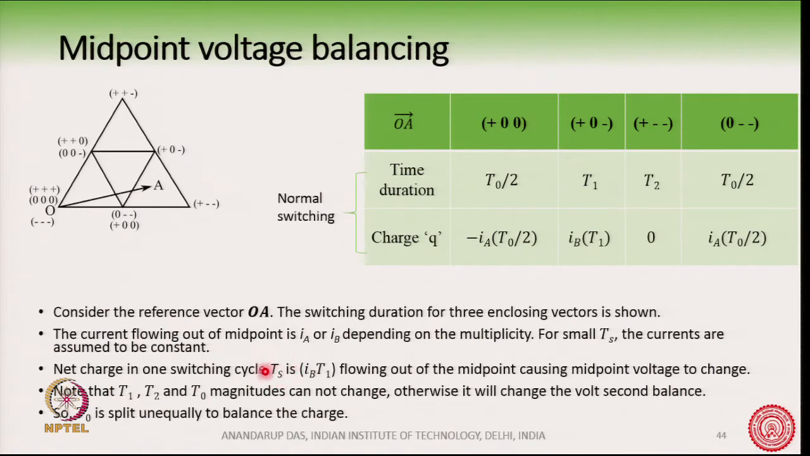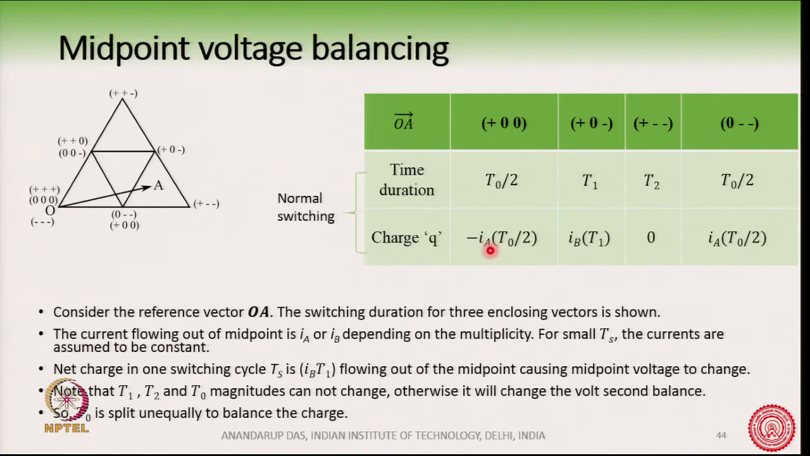The net charge in the one switching cycle Ts is IB into T1. Why? Because when we apply this plus 0 0, the timing duration is T0 by 2 and we have just seen that the current which is flowing out of the midpoint is minus IA. So, the net charge which is going out of the midpoint is minus IA into T0 by 2. Similarly, for T1 duration we access the medium vector plus 0 minus and the midpoint current is IB. So, IB into T1 is the net charge which is taken out of the midpoint. When we access the large vector, the midpoint is not accessed, so this is 0, and then when we have the complementary state 0 minus minus, we have IA into T0 by 2 as the net charge which is flowing out of the midpoint.